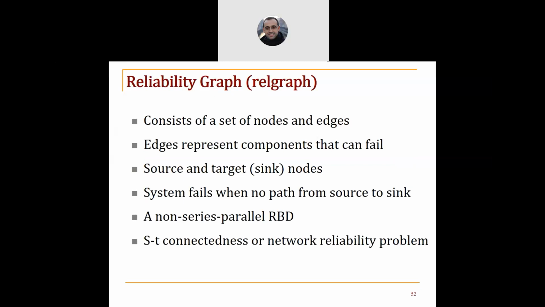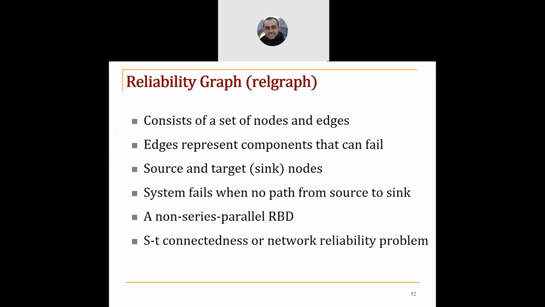So we have a set of nodes and a set of edges, and edges represent components that can fail. There is a source node and a target or sink node, and the system fails when there is no path from source to sink along which all components are working. This can be thought of as a non-series-parallel reliability block diagram also, and it has other names such as the ST-connectedness problem, source-to-terminal connectedness problem, or a network reliability problem.